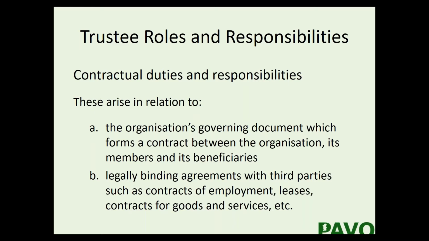These things can get lost sight of quite easily. They can sit in a drawer somewhere. They can not be read. New trustees, did they receive copies of the governing document which help them to understand why they're there or how they're there or what the organisation's supposed to do?